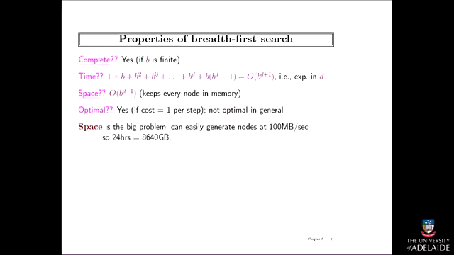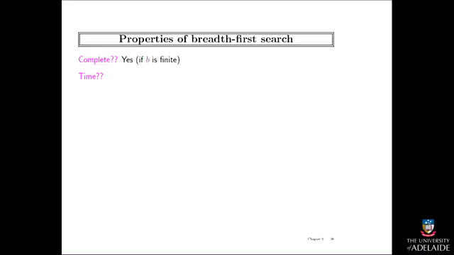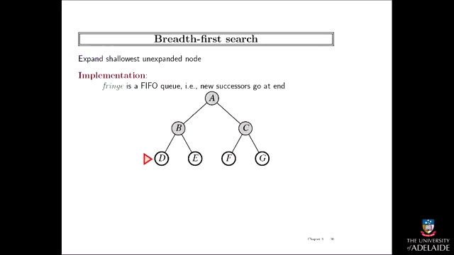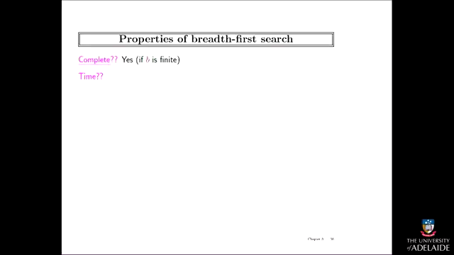And yes, it is optimal if the cost is 1 per step, but in general, it's not necessarily optimal. Because typically we'll stop as soon as we find a solution, and because we're going down depth-wise, if there happened to be a solution here, then we will find it at this level, having searched A, B, and C. So we won't have searched these, so we won't have wasted time getting there. So it will be optimal.